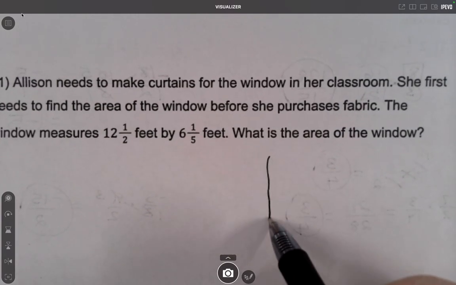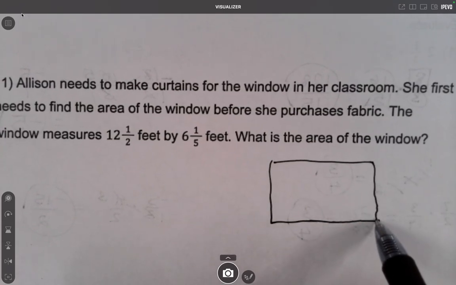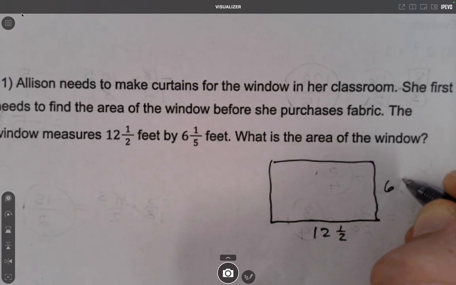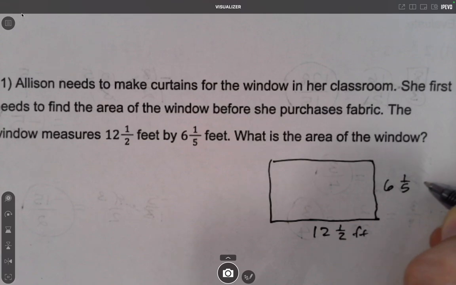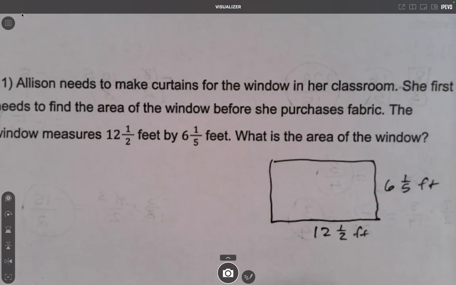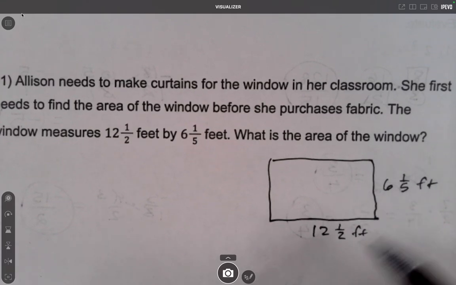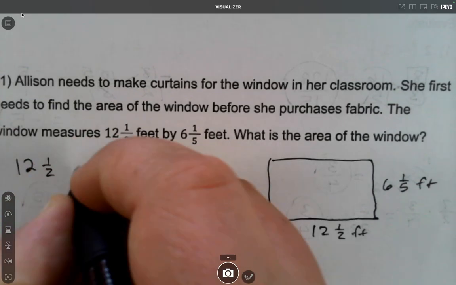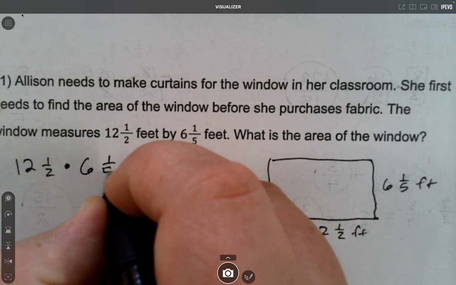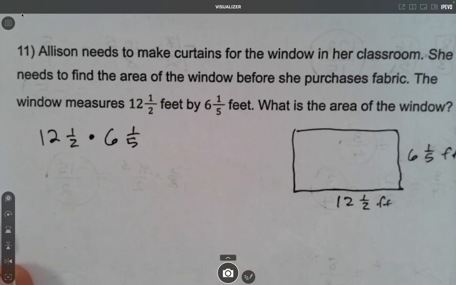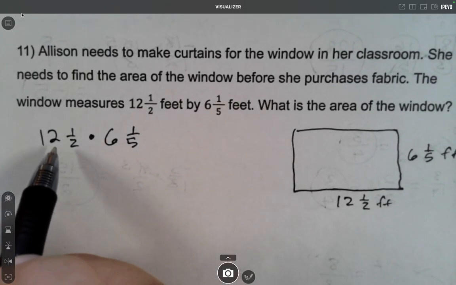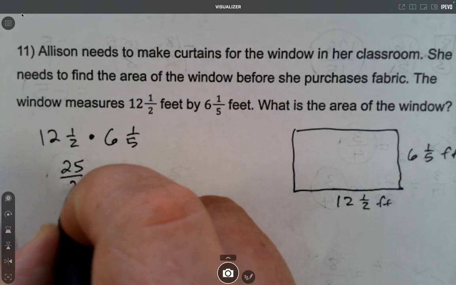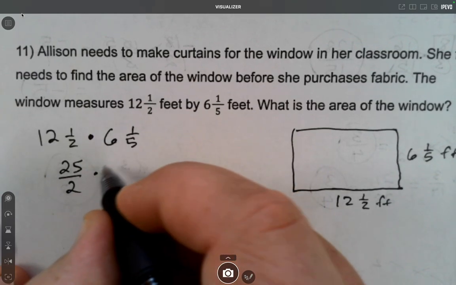So if you think about the window, I'm guessing it's 12.5 feet wide and 6 1/5 feet tall. Doesn't really matter which one we put which place, but I'm just guessing. And the area of a rectangle is length times width, or base times height, whichever you want to say it. So the point is we have to multiply these two numbers together. So 12.5 times 6 1/5. So we use the same rules we have before, same steps, to convert them into improper fractions. 12 times 2 is 24, plus 1 is 25. 6 times 5 is 30, plus 1 is 31.